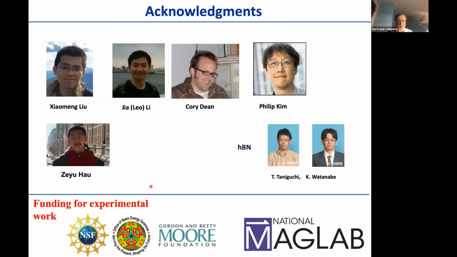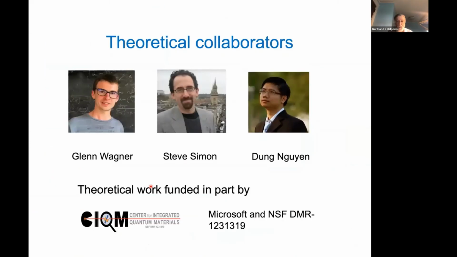And let's say this is just a picture. These are the collaborators in the graphene experiments, the various collaborators at Columbia and Harvard. These are my theoretical collaborators, the two people at Oxford. Glenn Wagner is a student of Steve Simon. Zhengyan Nguyen is at Brown University.